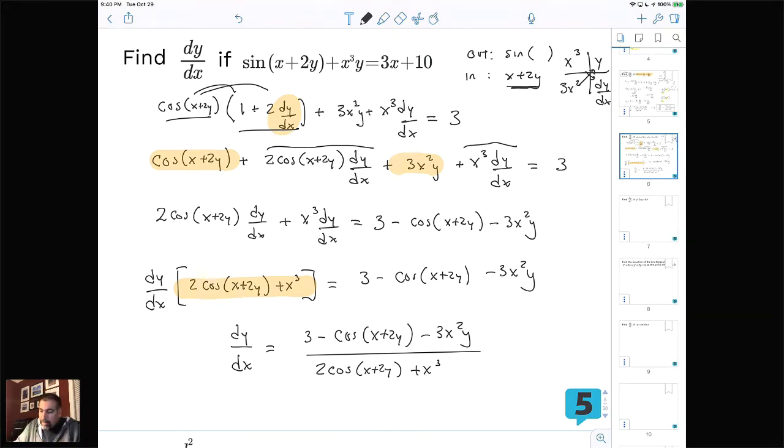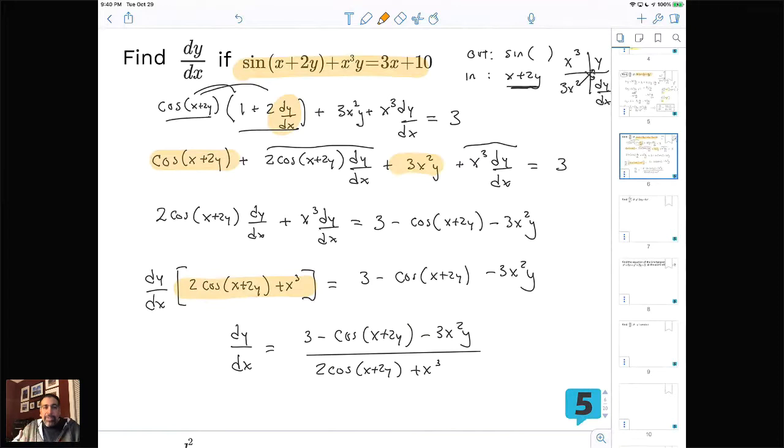This sine x plus 2y plus x cubed y equals 3x plus 10, that's not a function. And because it's not a function, and again, kind of just underlying information here, when we graph it, we're not going to get past the vertical line test necessarily. We could have two outputs for the same input.